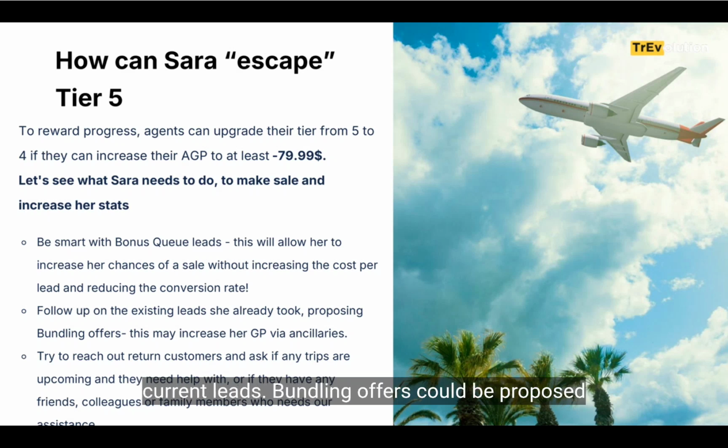Bundling offers could be proposed to some of the prospective customers, and she can ensure a nice GP from the ancillary products. As well, she will try to reach out to her return customers and ask if any trips are upcoming and she can somehow help, or if they have any friends, colleagues, or family members who need assistance with a flight.